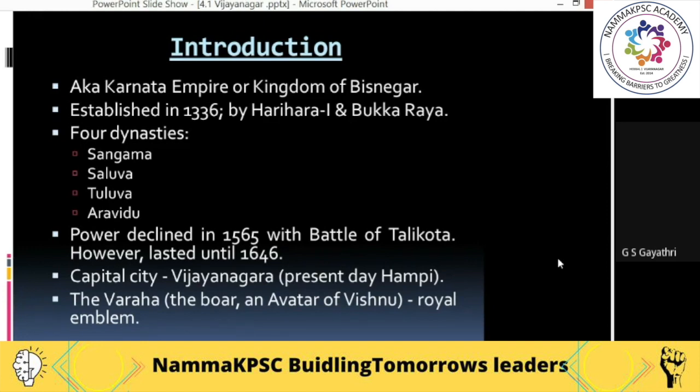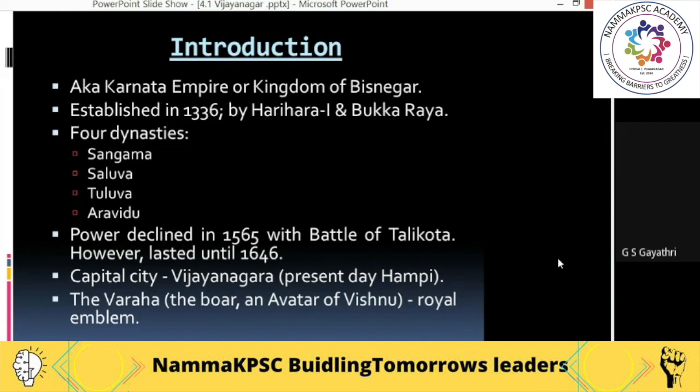These two people are brothers, and they are sons of Sangama. Sangama was another local chieftain, and Sangama's children are Harihara and Bukka, and that is why the first dynasty of the Vijayanagar Empire is known as the Sangama Dynasty. The four important dynasties that ruled during the Vijayanagar period are Sangama, Salva, Tuluva, and Aravidu dynasties.